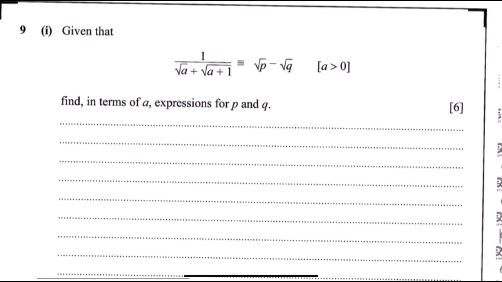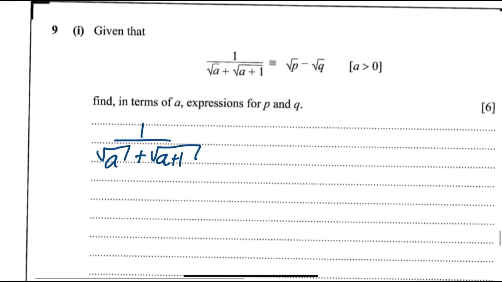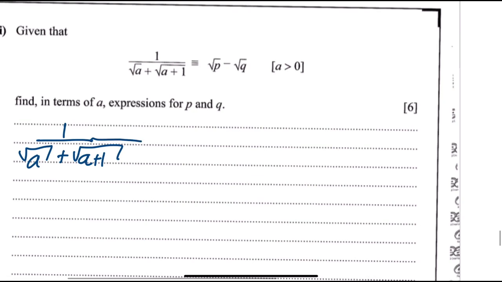Right, next question says, given that 1 over root of A plus 1 is equal to root P plus root Q, find in terms of A an expression for P and Q. Right, forget about this for a minute, and what we want to do is rationalize the denominator. That's really what this question is. So we'll write it over as 1 over root of A plus root of A plus 1. And all we're going to do here is rationalize the denominator.